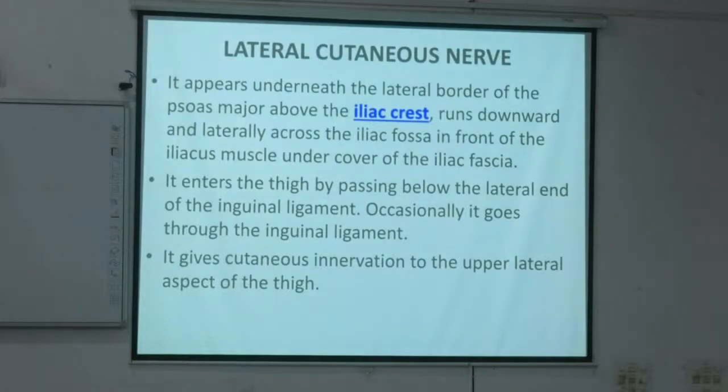Next is lateral cutaneous nerve of the thigh. It appears underneath the lateral border of the psoas major muscle above the iliac crest, and it runs downward and laterally across the iliac fossa in front of the iliacus muscle under cover of the iliac fascia. It enters the thigh by passing below the lateral end of the inguinal ligament, and occasionally it goes through the inguinal ligament. It gives cutaneous innervation to the upper lateral aspect of the thigh. This is a branch from lumbosacral plexus, not a branch from femoral nerve. You have to remember.